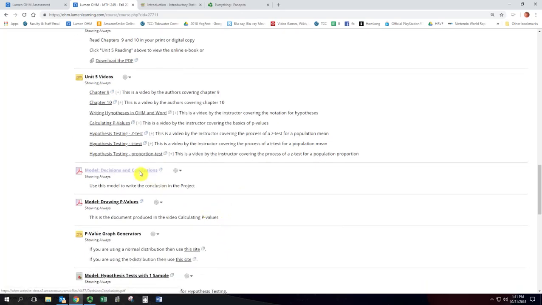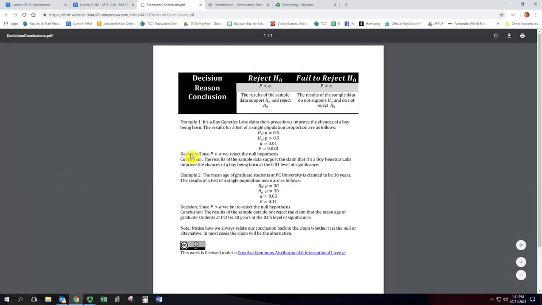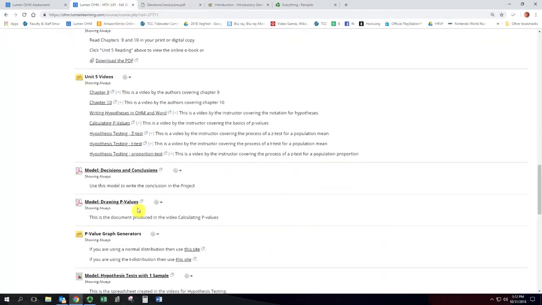The whole idea of making decisions and conclusions is summarized in this document. It's kind of nice. It gives two specific examples and shows how the decision is made and how the conclusion can be written in terms of that. The conclusion really has to go back to the claim, which is either the null or the alternative. Because it can vary, you have quite a bit of confusion about that sometimes. So always make sure that your conclusion goes back to the claim and whichever hypothesis that may be.